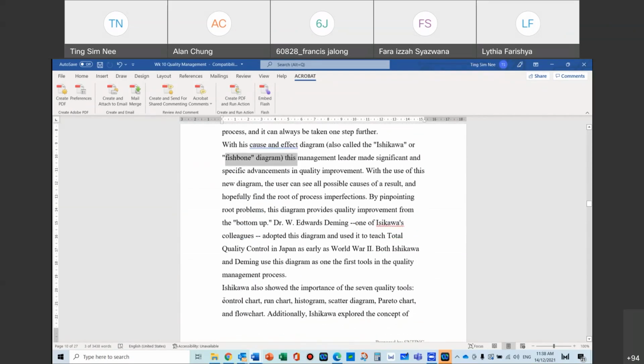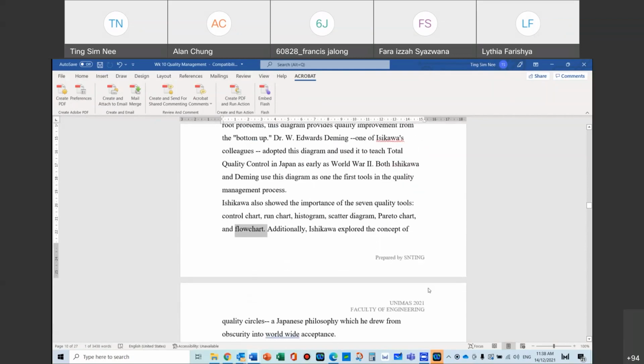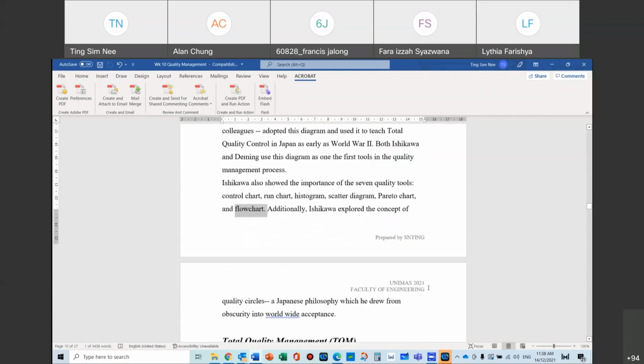And then he also talks about the 7 control charts. So this is not the 7 deadly sins, and these are the 7 quality control tools: Pareto, scatter, histogram, control chart, run chart, flow chart. So out of these many things, I love flow chart. So you will see that I would ask you to do a flow chart, okay, for your PQP later. Okay. So this is philosophy.